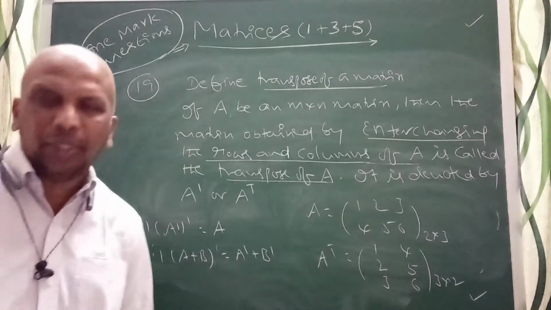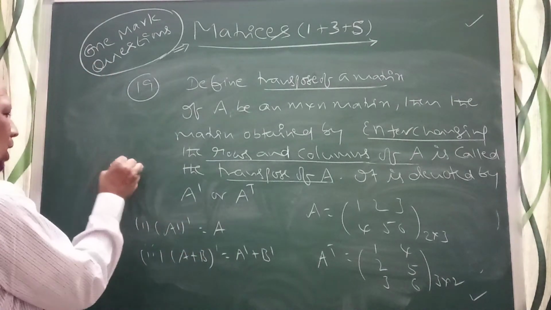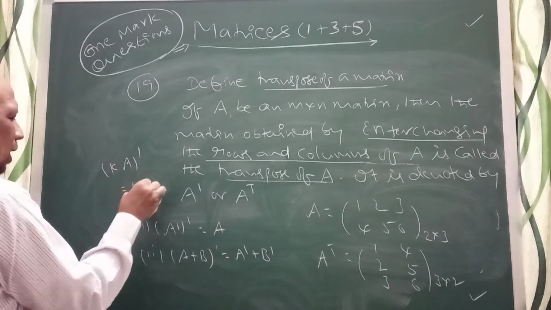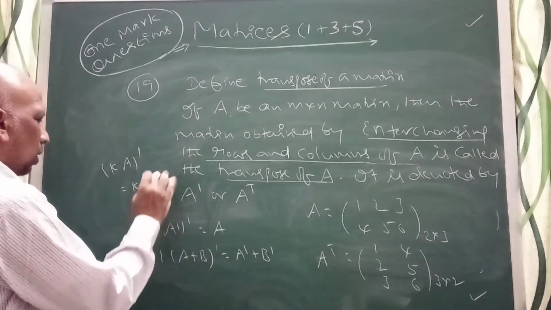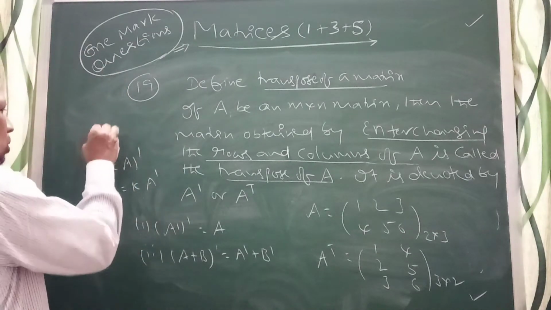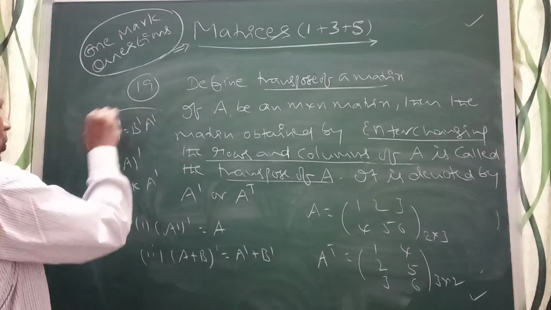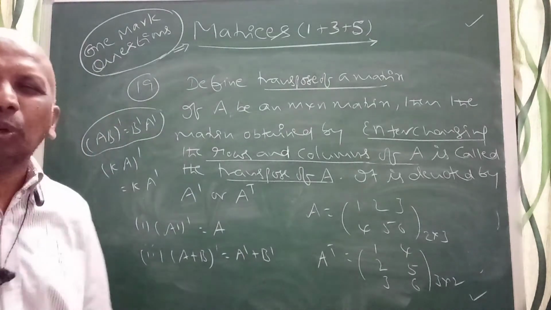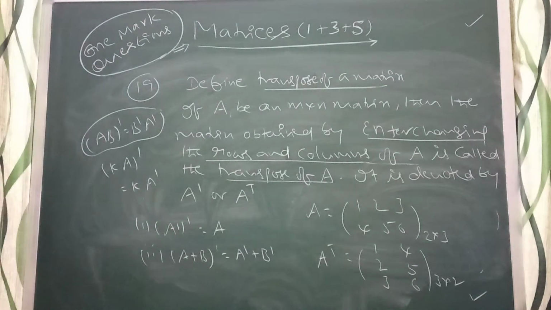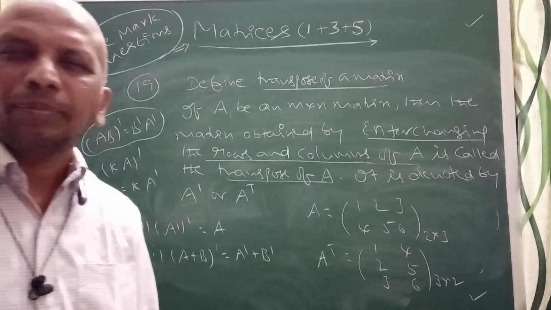What is the property of that? If they ask, suppose K A whole dash, then I can write K into A dash. There is no change. K into A dash. Suppose if AB whole dash, this will be B dash into A dash. Transpose. AB whole dash is B dash into A dash. So this is a possible question from some questions.